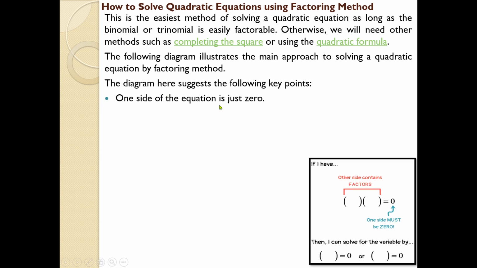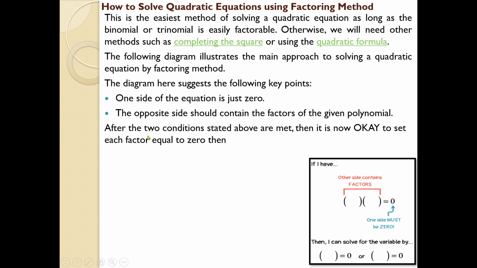That is, one side of the equation is just 0, that is the right hand side of the equal sign. The opposite side should contain the factors of the given polynomial, that is, it will be in the form of x minus 3 or x minus 4, like that. After the 2 conditions stated above are met, then it is okay to set each factor equal to 0. Then it can be represented in these 2 forms.